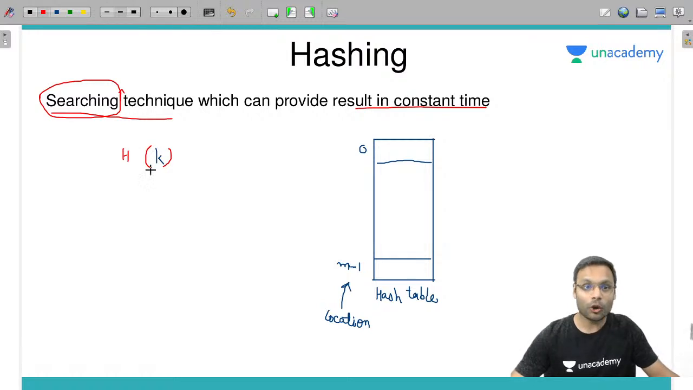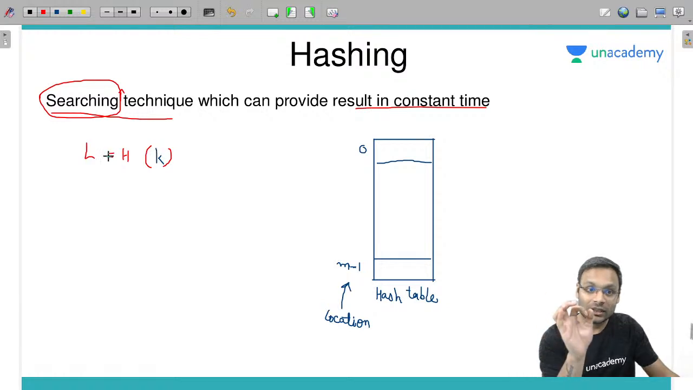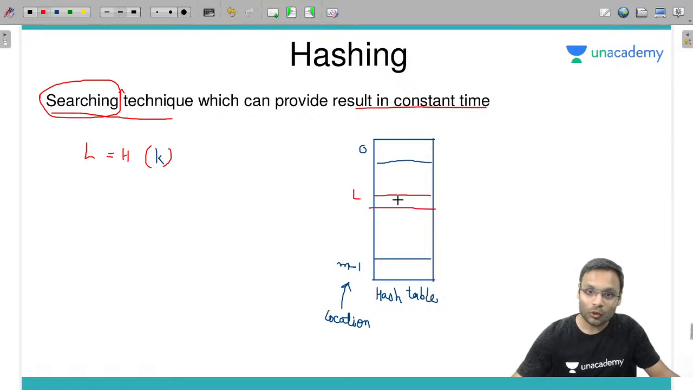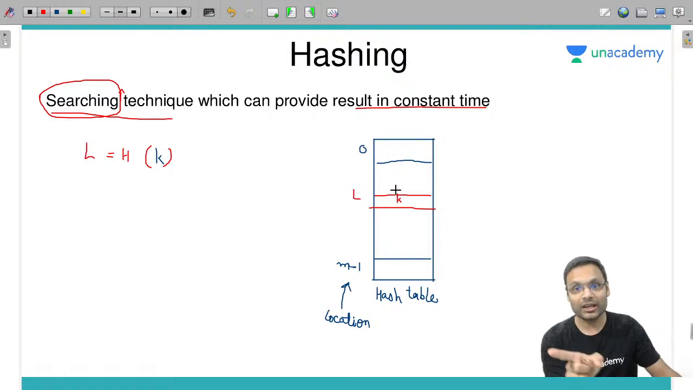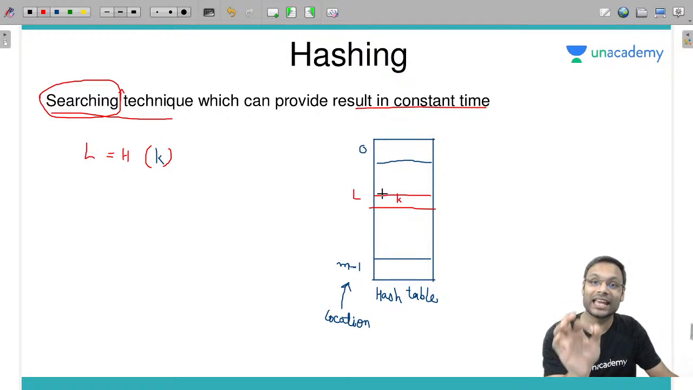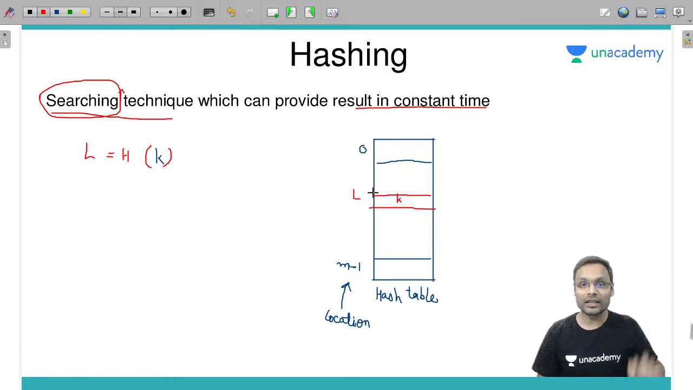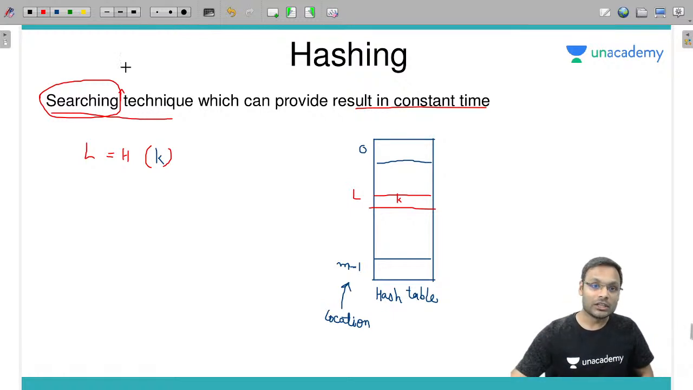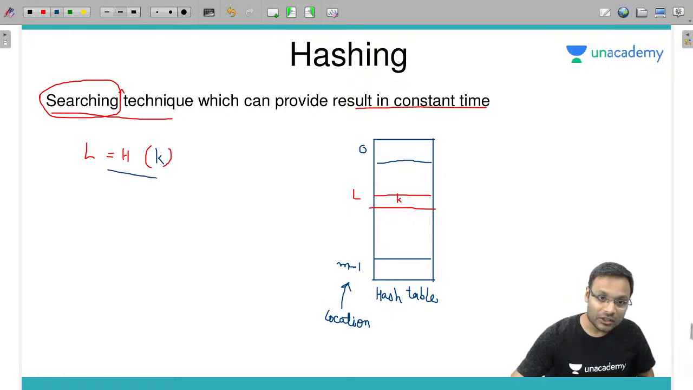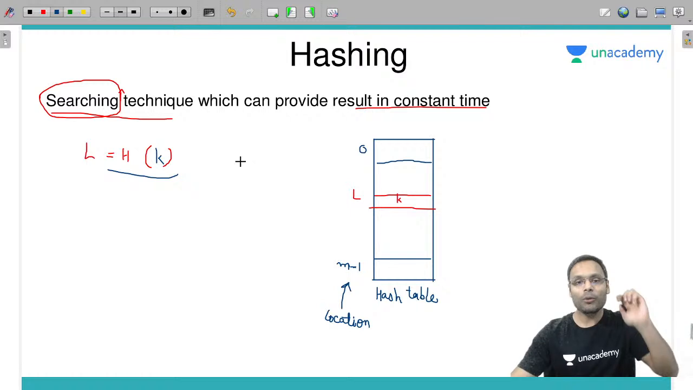Applying the hash function on k gives you a location L. While inserting, you keep this particular key k at location L, so that while searching you can use the same hash function, reach the same location, and find whether k is present or not in constant time. Why constant time? Just because applying this function is a constant time operation.